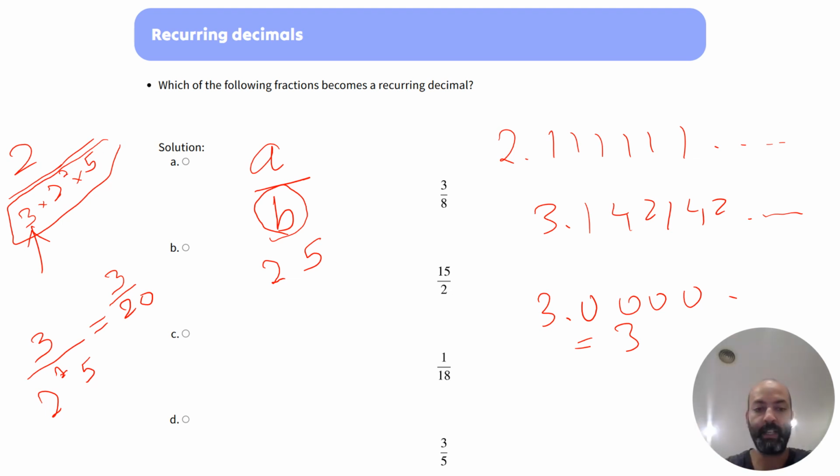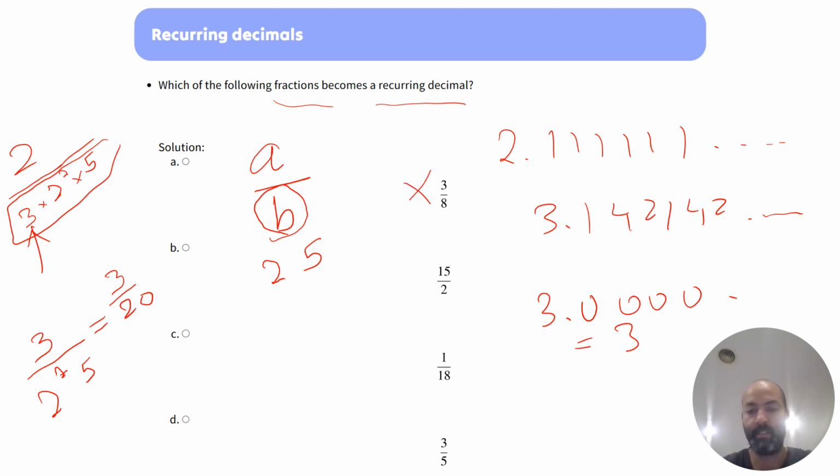Now let's have a look at this problem. Which of the following fractions becomes a recurring decimal? We need to look at these 4 fractions and inspect the denominators. And you're going to notice that the denominators of all of them, except for one, do not satisfy the recurring decimal condition. Now 3 over 8, 8 is 2 to the power 3. So the factor here is 2, and therefore this is not a recurring decimal.